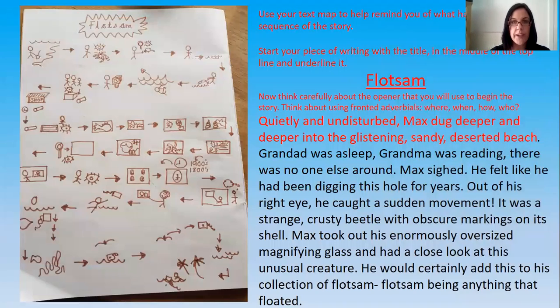We're going to use your text map that you did on Monday and yesterday to help remind you of what happens. So start your piece of writing with the title, Flotsam, in the middle of your line and underline it. Now we need to think carefully about the opener that you're going to start with. Try and use fronted adverbials and expanded noun phrases where you can. So the first one, I'll show you the first page here. This is the page that I'd started to do mine about.